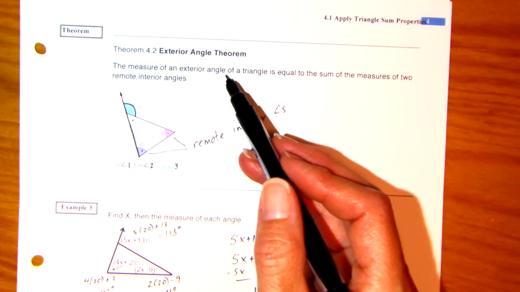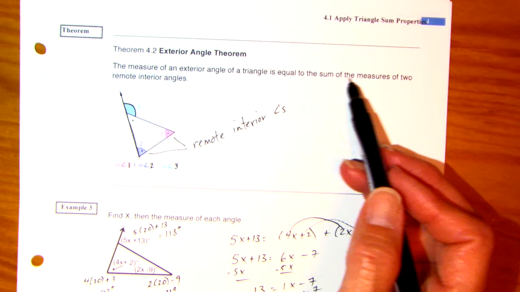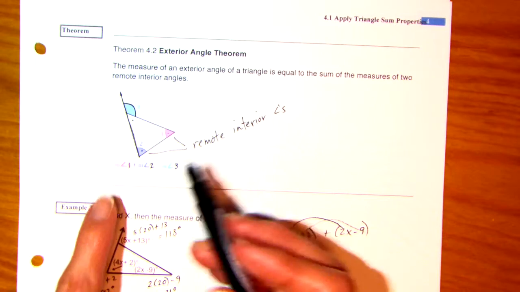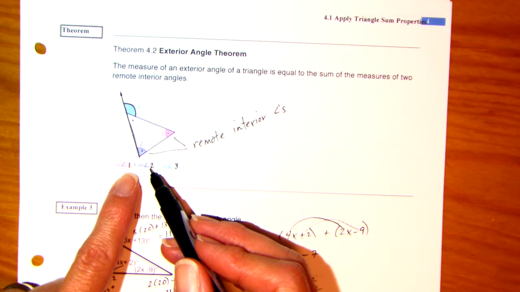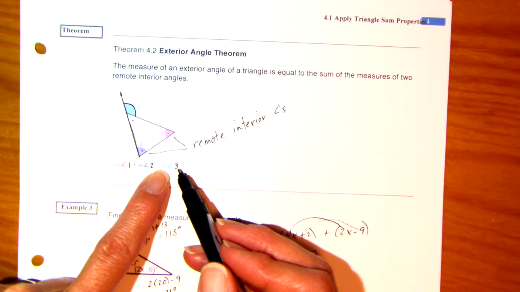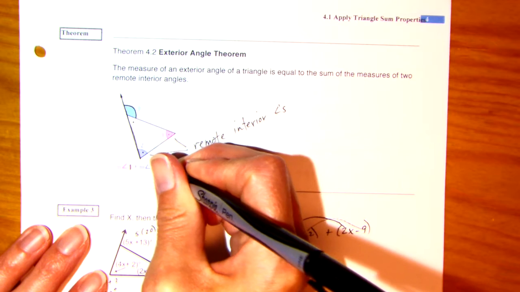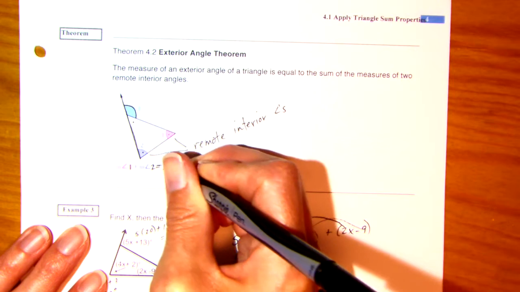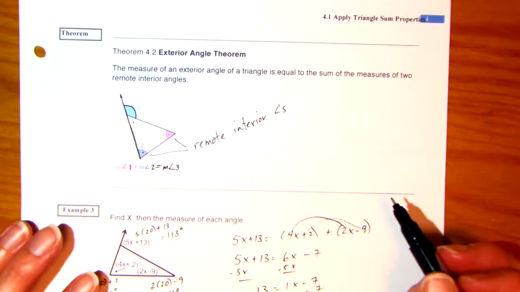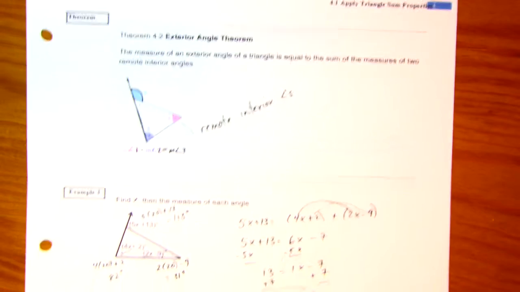So the measure of an exterior angle of a triangle is equal to the sum of the measures of the two remote interior angles. Meaning the measure of angle 1 plus the measure of angle 2 equals the measure of angle 3. It's hard to see. I have pretty colors here. It's all color coordinated. Let's do an example of that now.